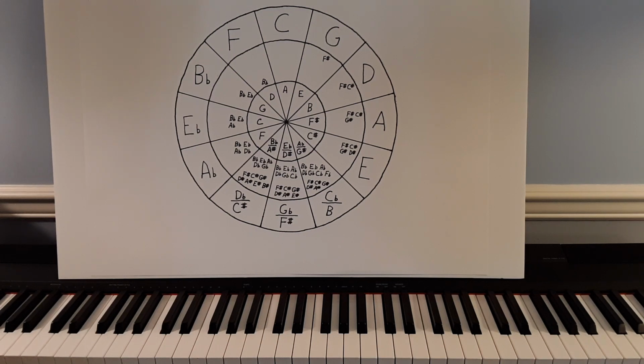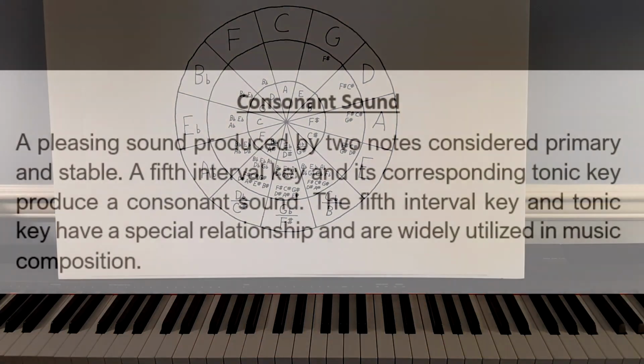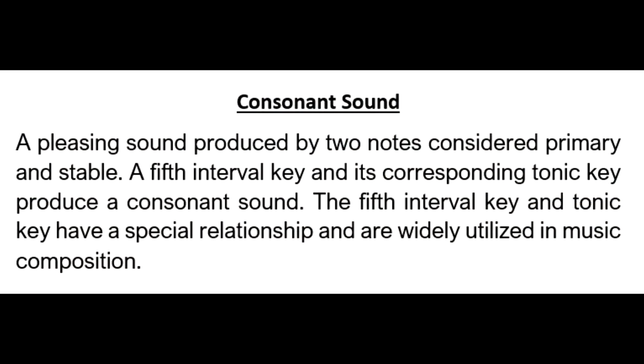The next definition is consonant sound. Consonant sound is a pleasing sound produced by two notes considered primary and stable. A fifth interval key and its corresponding tonic key produce a consonant sound. Because of this, the fifth interval key and the tonic key have a special relationship and are widely used in music composition.